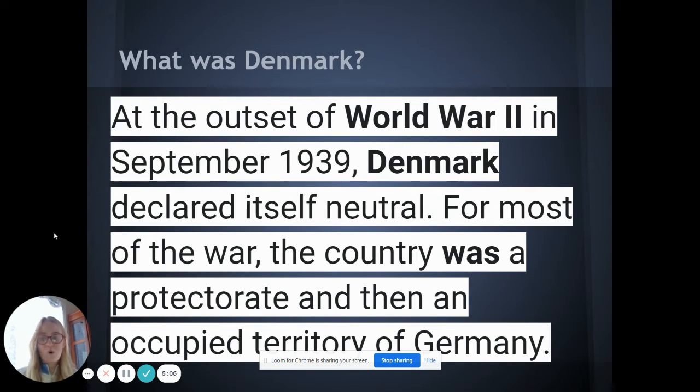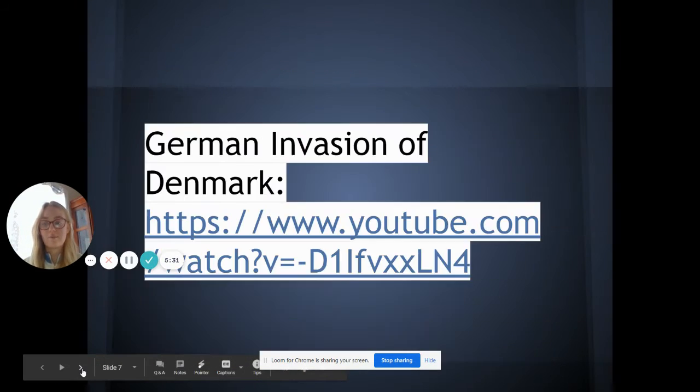And for most of the war, unfortunately, it was a protectorate, which means it was ruled by another country. So it was occupied and even became a territory of Germany. Because they were right north of Germany, Germany decided to take over Denmark and rule it. And I'll show you what happened on the day that Germany took over Denmark.